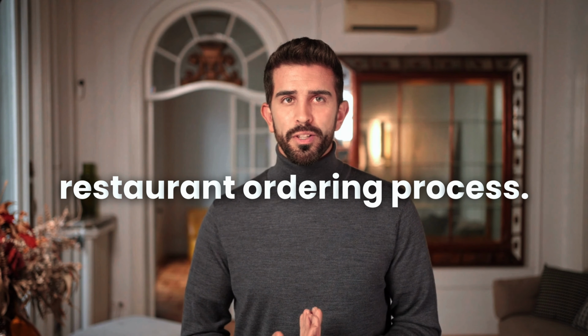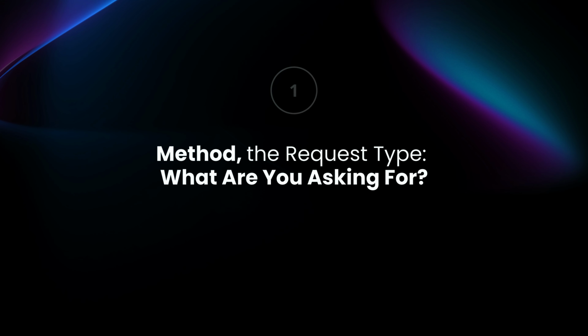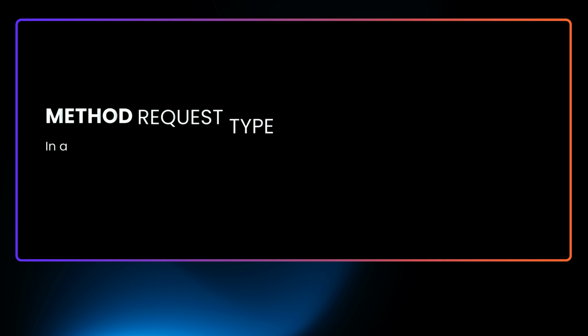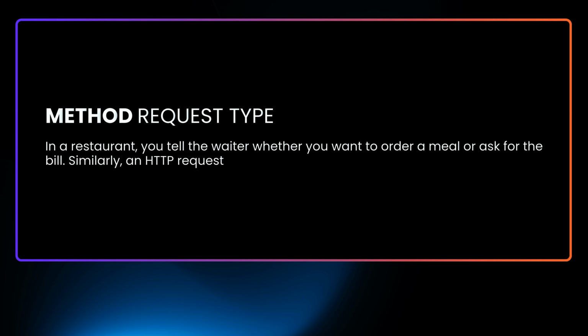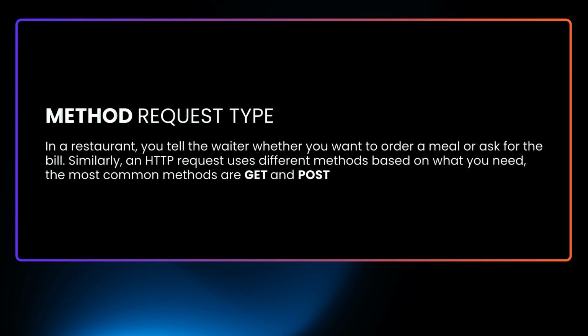To fully understand how an HTTP request works, it's helpful to compare it to a restaurant ordering process. Just like placing an order in a restaurant involves specific steps, sending a request to an API follows a structured format. Let's break it down. 1. Method, the request type. What are you asking for? In a restaurant, you tell the waiter whether you want to order a meal or ask for the bill. Similarly, an HTTP request uses different methods based on what you need. The most common methods are GET and POST. Let's see what each one does.